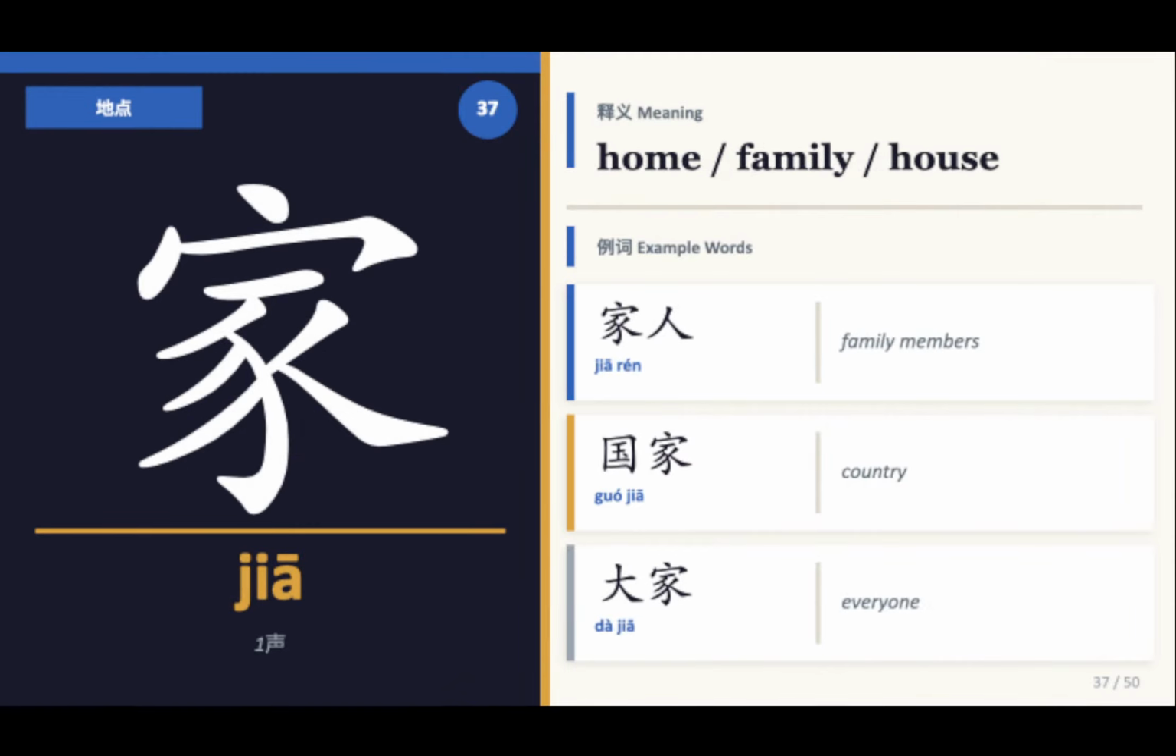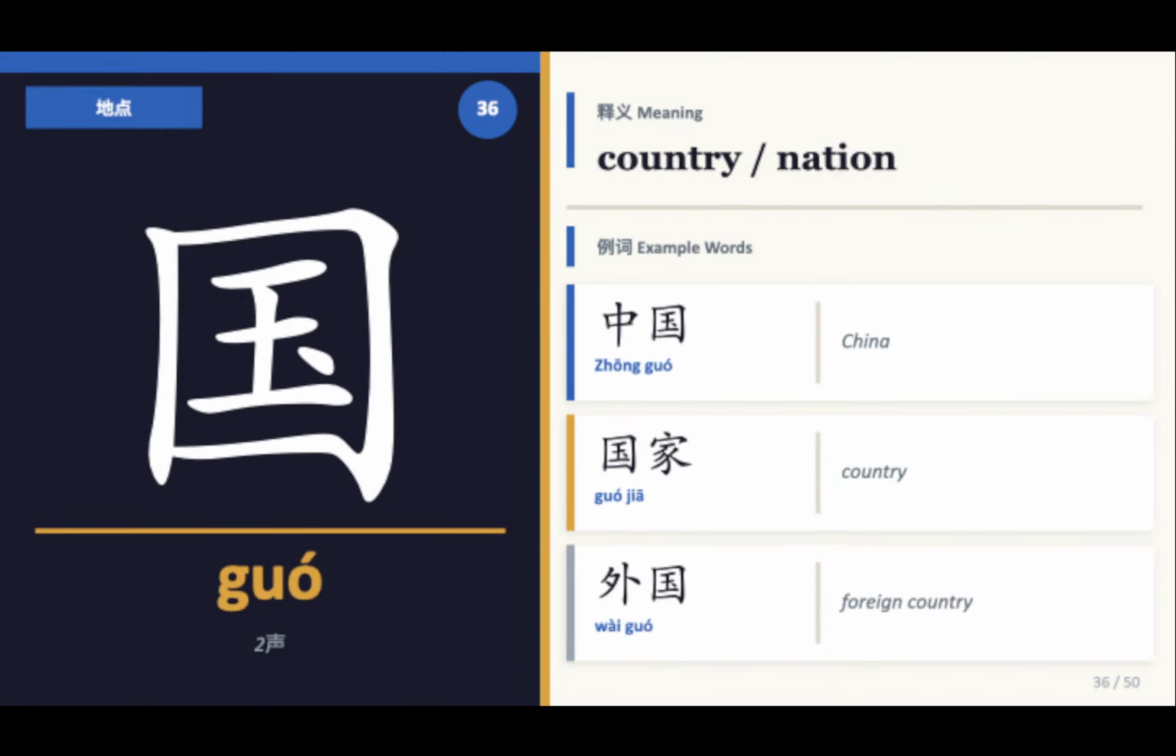Okay, so the next one we have 家. 家 means country or home, family. So we have 家人, family members. 国家, country. 大家, everyone. And just now we have the 国. 国 is also the country or nation. For example, 中国 is China. 国家 is country. 外国, 外 means outside country, which means foreign country.